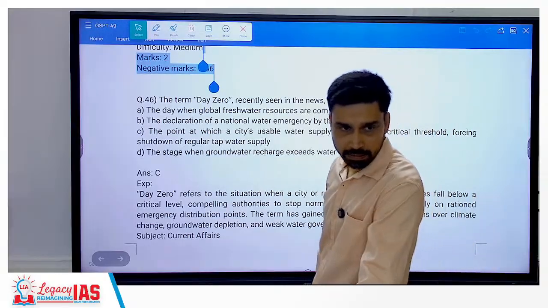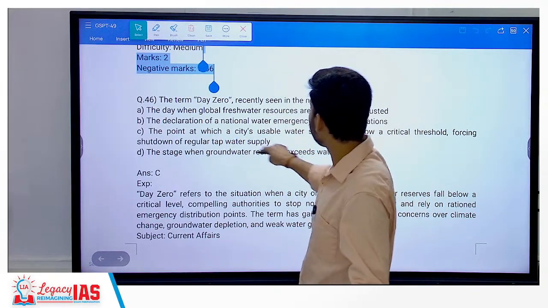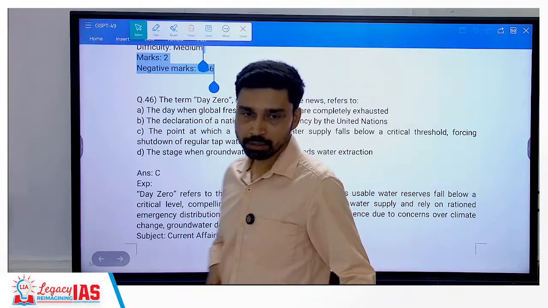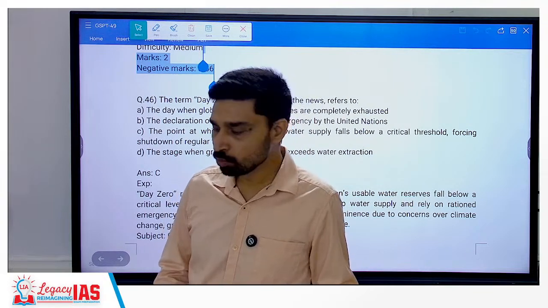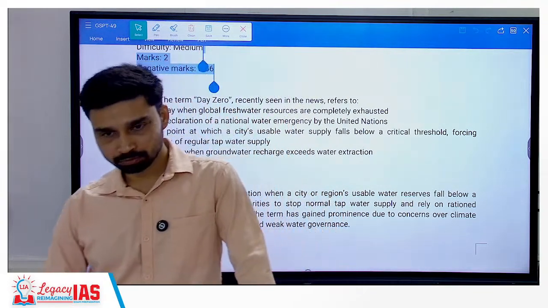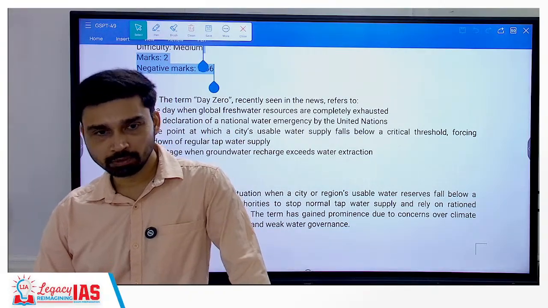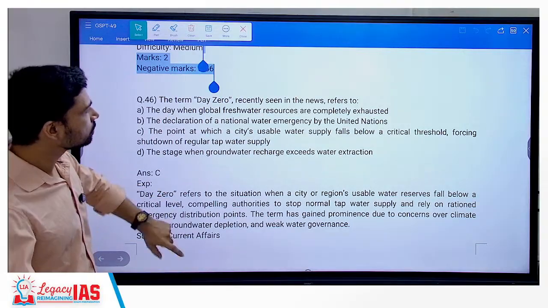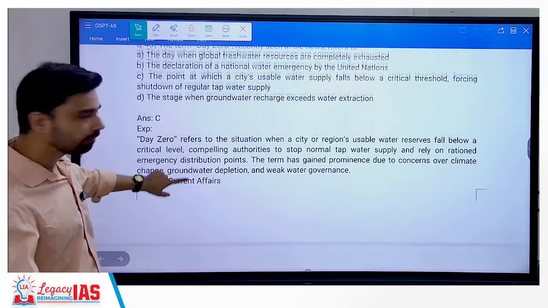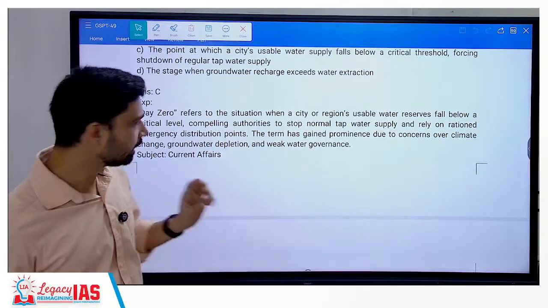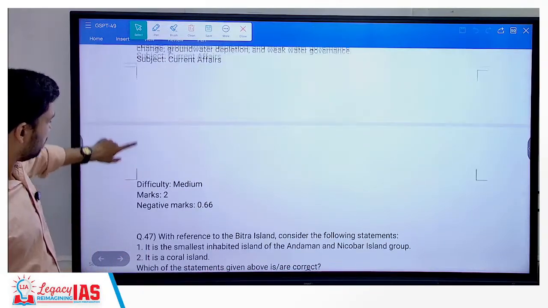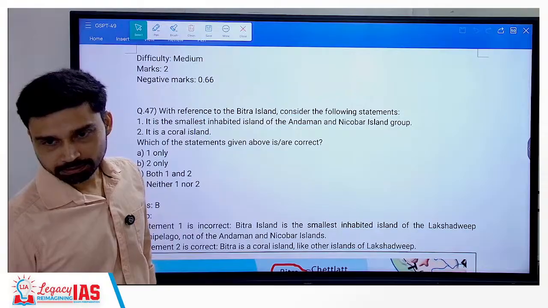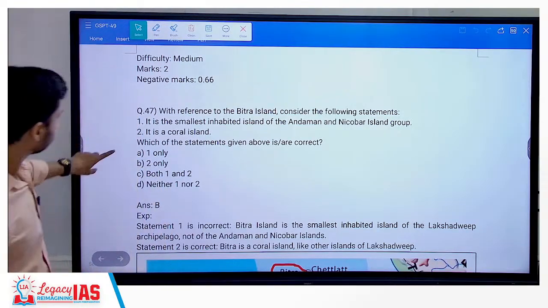The term day zero, recently seen in the news, refers to what? It is related to water scarcity. Basically, C: the point at which a city's usable water supply falls below a critical threshold, forcing a shutdown of regular tap water supply. We saw this for the first time in Cape Town, South Africa. Cape Town experienced day zero, and if the rate of extraction continues, it is believed that in coming days many cities of India will also face this problem, starting from Bangalore. Bangalore is at high risk of facing day zero in coming years, as water supply is expected to dwindle.